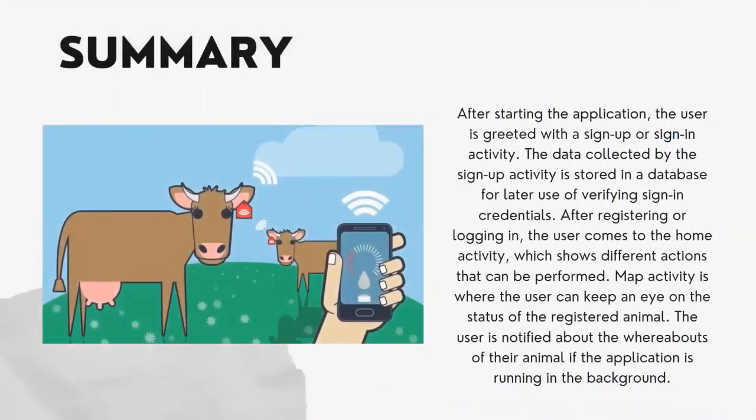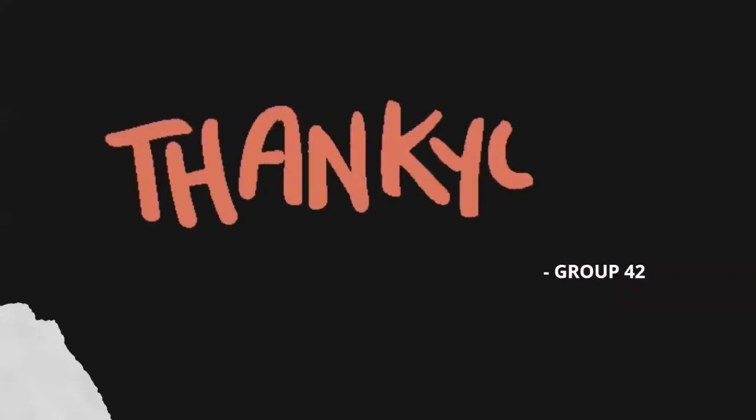Furthermore, when we move forward, we can summarize the entire working of the application. After starting the application, the user is greeted with the sign up or sign in activity. The data collected by the sign up activity is stored in a database for later use in verifying the sign in credentials. After registering or logging in, the user comes to the home activity, which shows different actions that can be performed. In the map activity, the user can keep an eye on the status of the registered animal. The user is notified about the whereabouts of their animal if the application is running in the background, and it generates a notification if required.